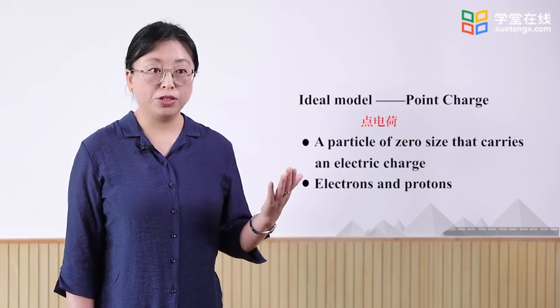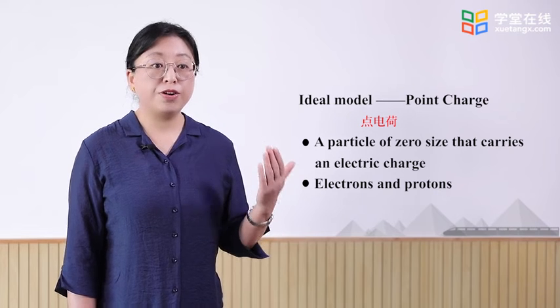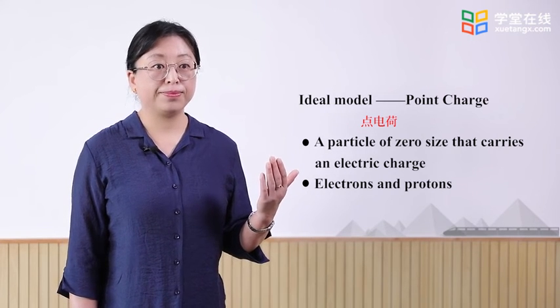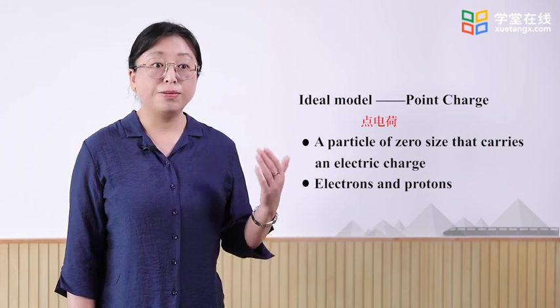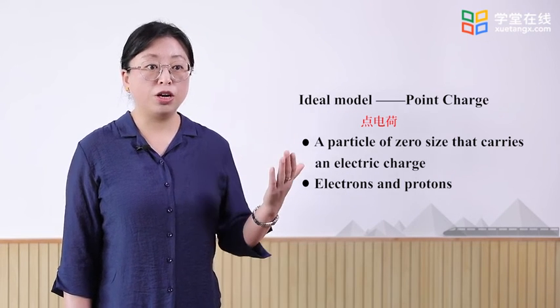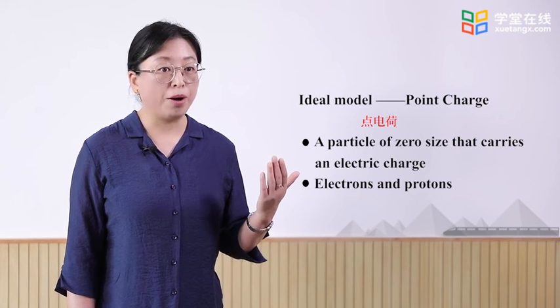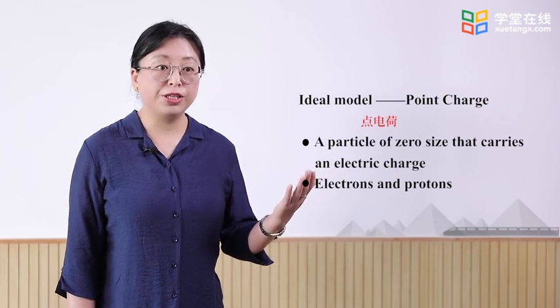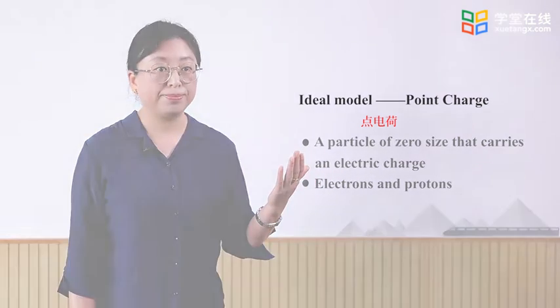Before discussing Coulomb's law, we'll propose an ideal model, the point charge, which refers to a point-like object with electric charges. It has no size and no dimension. That means the charge distribution of the object could be neglected when we resolve the problems. For example, electrons and protons could be described by modeling them as point charges.